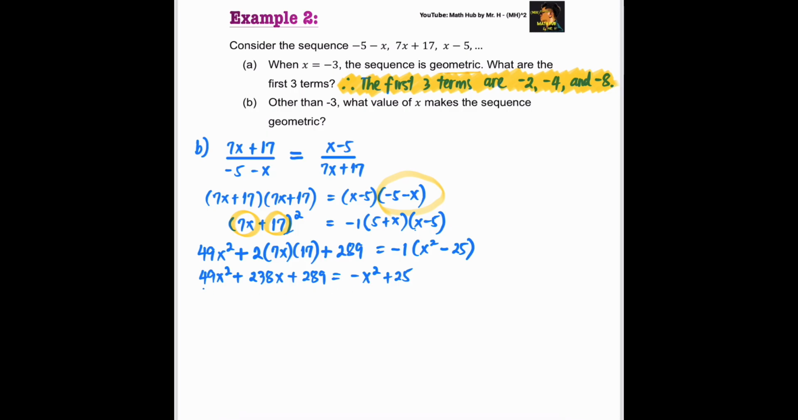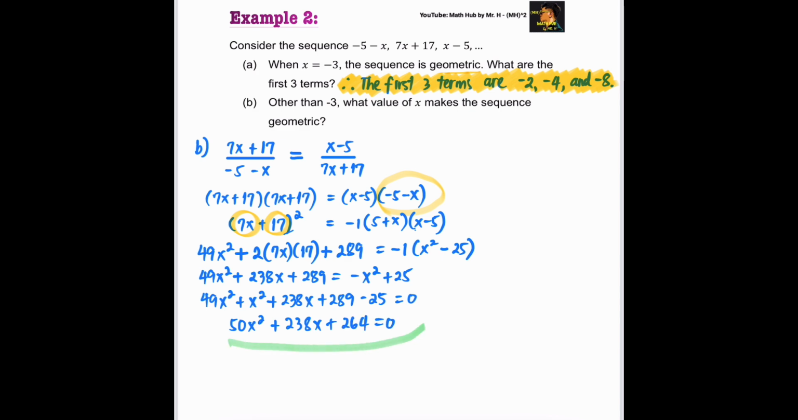Then we combine like terms from here. So 49x squared plus x squared. Then we copy 238x. We copy 289, -25 here on the left equals 0. So 49x squared plus x squared is 50x squared plus 238x plus 264 equals 0.